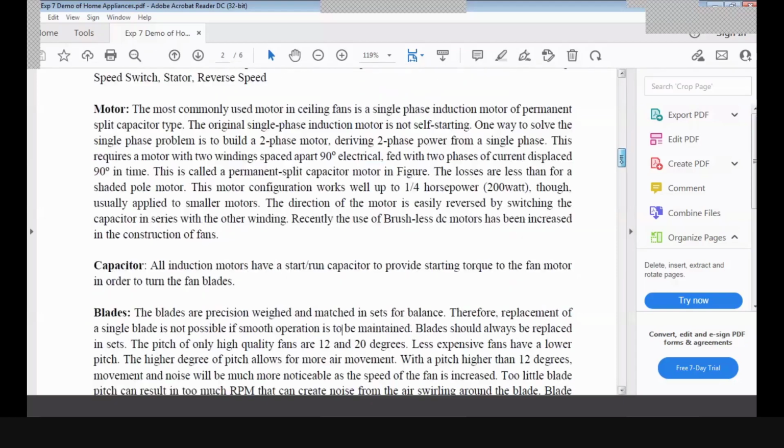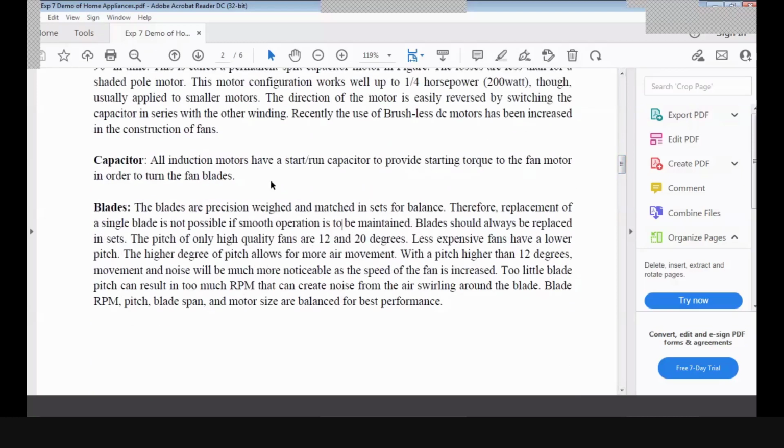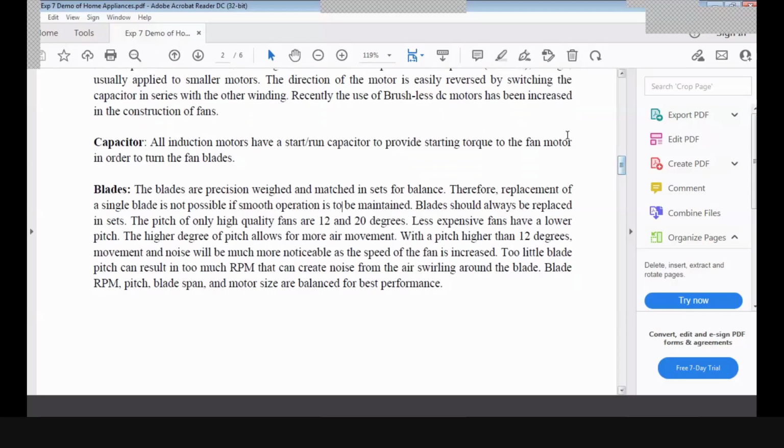So the pitch angle of high quality fans is between 12 to 20 degrees, and less expensive fans have a lower pitch, right? So a high degree of pitch allows for more air movement, and a lower pitch angle will allow less air movement, right? If the pitch is more than 12 degrees, noise will also increase with the movement of the fan. And too little blade pitch can result in too much RPM that can create noise, right? So the blade RPM, pitch, blade span, and motor size are balanced for best performance, right? Any doubt in this, students? No, ma'am.